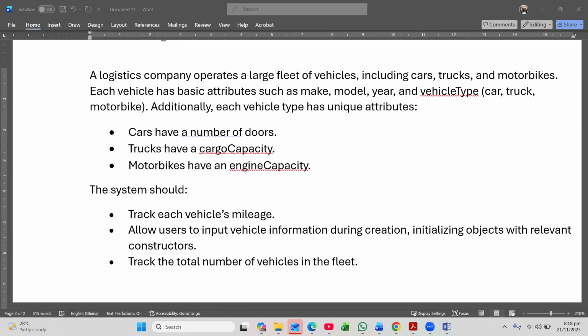A logistics company operates a large fleet of vehicles, including cars, trucks, and motorbikes. Each vehicle has basic attributes such as make, model, year, and vehicle type. Car, truck, motorbike. Additionally, each vehicle type has unique attributes. One, cars have a number of doors. Trucks have a cargo capacity. Motorbikes have an engine capacity. The system should track each vehicle's mileage, allow users to input vehicle information during creation, initializing objects with relevant constructors, and track the total number of vehicles in the fleet.